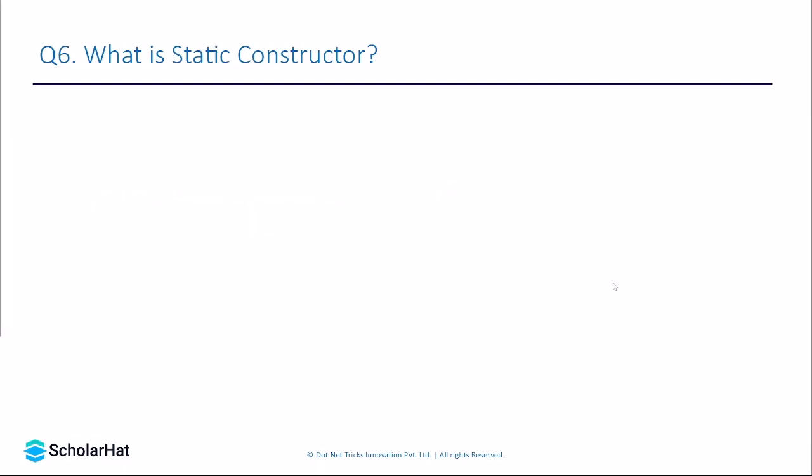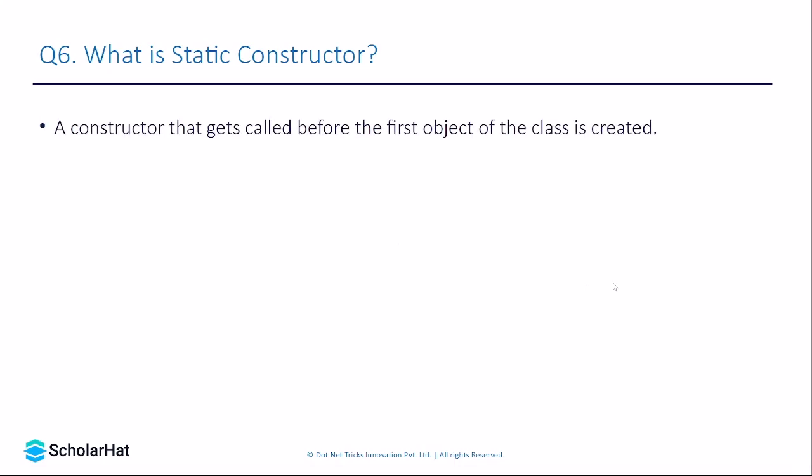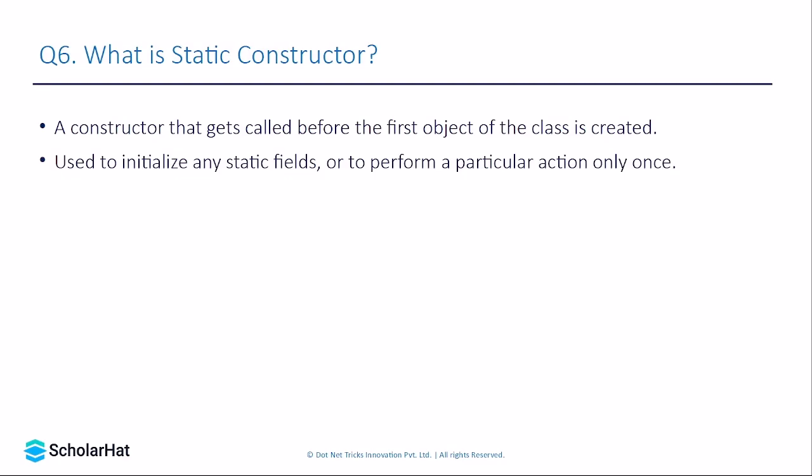Our next topic is static constructor. So what is a static constructor? It is a constructor that gets called before the first object of that class is created. So whenever you create an object of that class, the static constructor is the first one which gets invoked. It is used to initialize any static field or to perform an action only once.